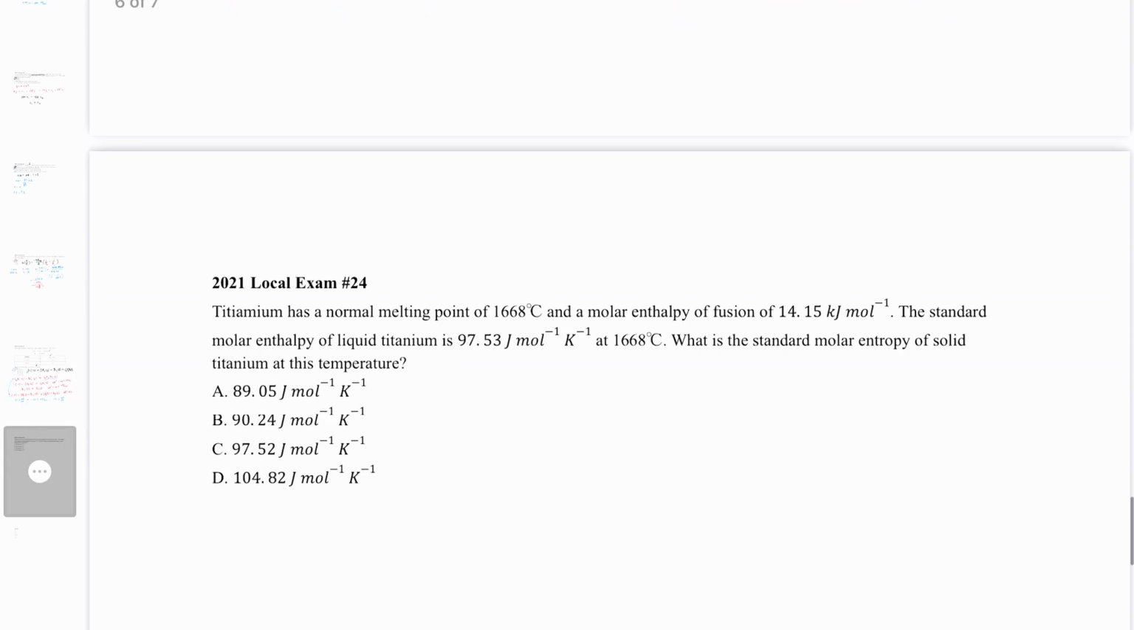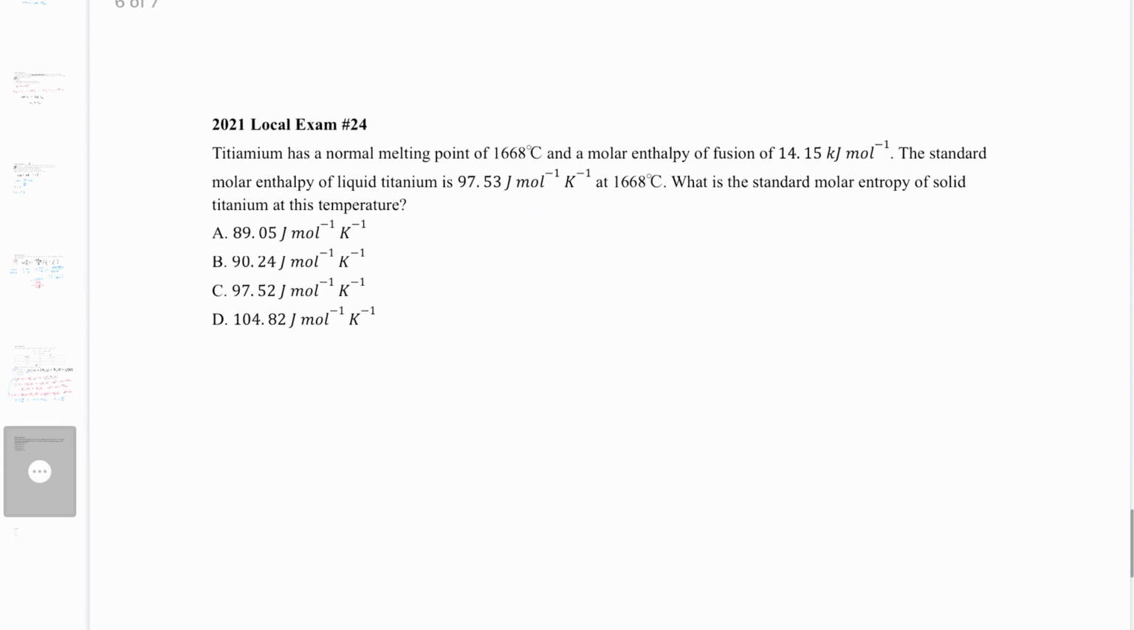And yeah, let's go to our last question, 24. Titanium has a normal melting point of 1668 degrees Celsius and a molar enthalpy of fusion of 14.15 kilojoules per mole. The standard molar entropy of liquid titanium is 97.53 joules per mole per Kelvin at 1668 degrees Celsius. What is the standard molar entropy of solid titanium at this temperature?